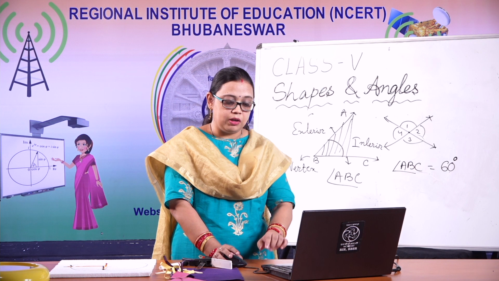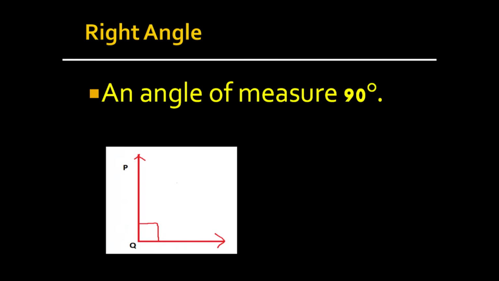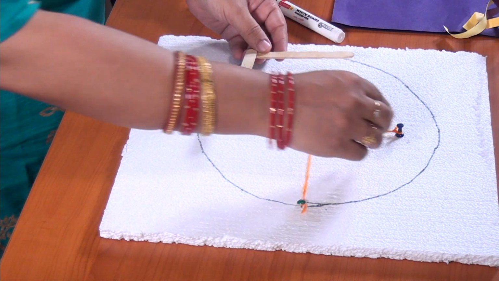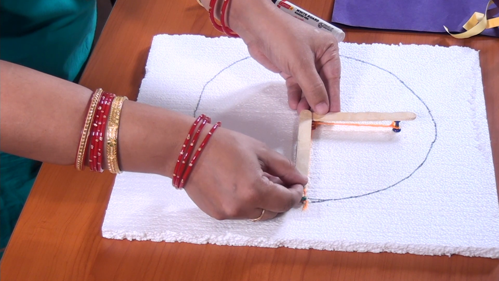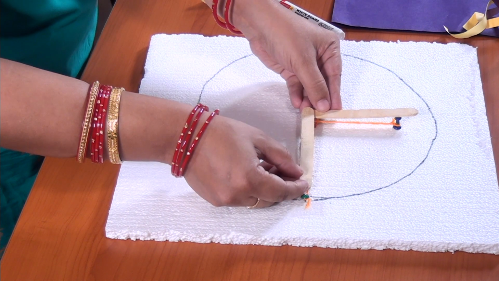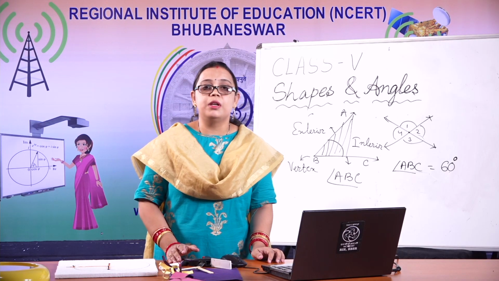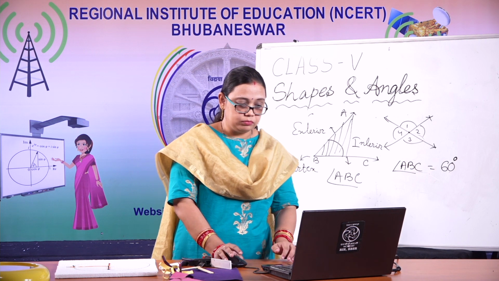Next come to the next type of angle, as I have told, this is right angle, which resembles the letter L of the English alphabet. This one I have made here. See, L, 90 degree. Okay. So, an angle of measure 90 degree is called right angle.